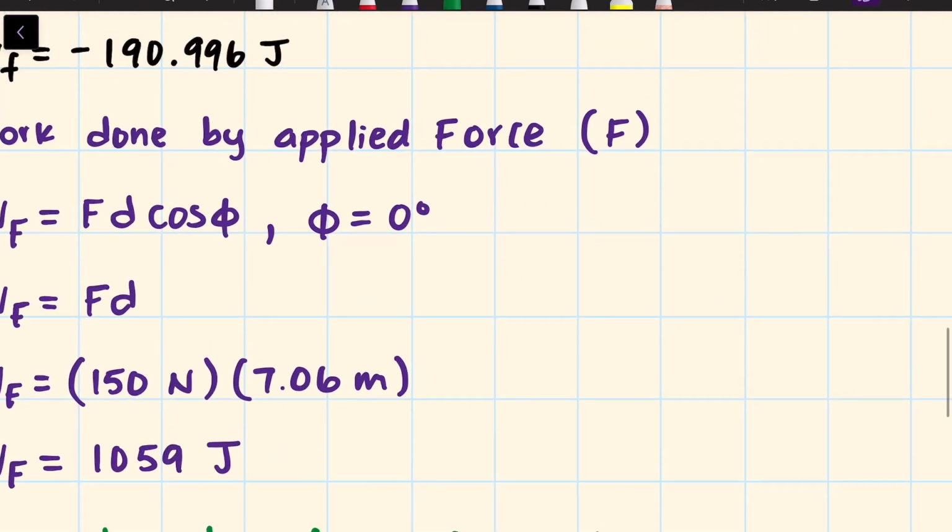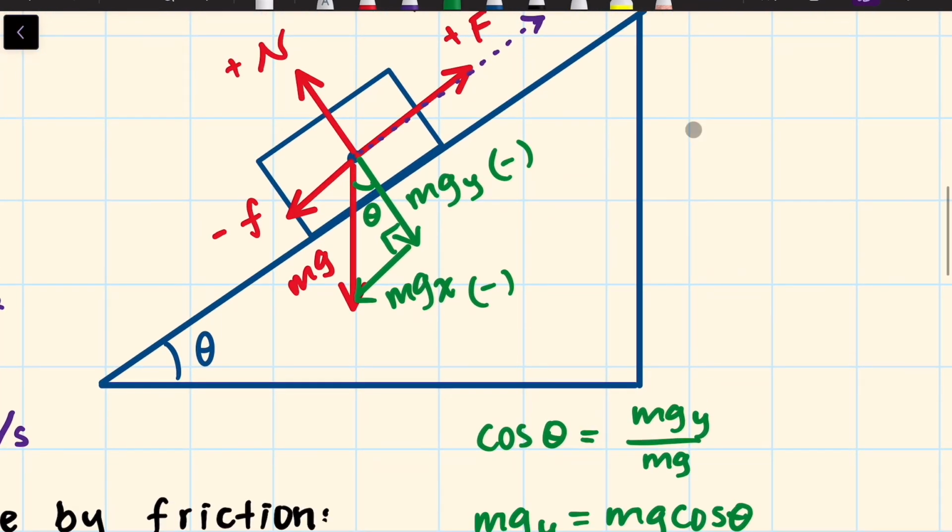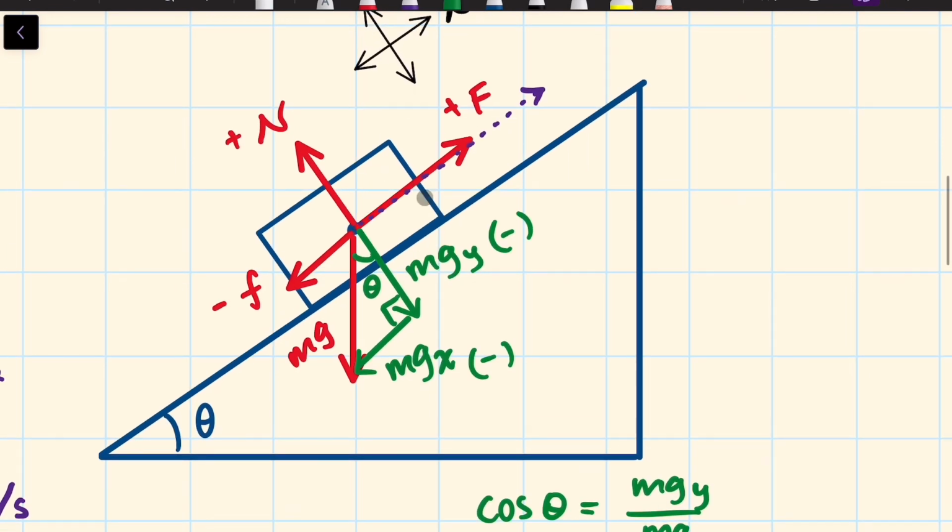Don't forget that the reason why we knew the work done by gravity was due to this component is just imagine what happens if we remove this force. This slides down the incline, and it's because of the x component, the component along the incline.